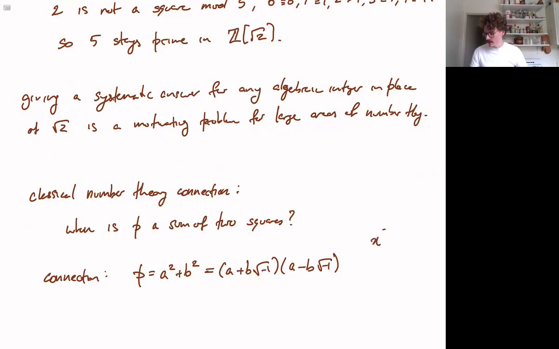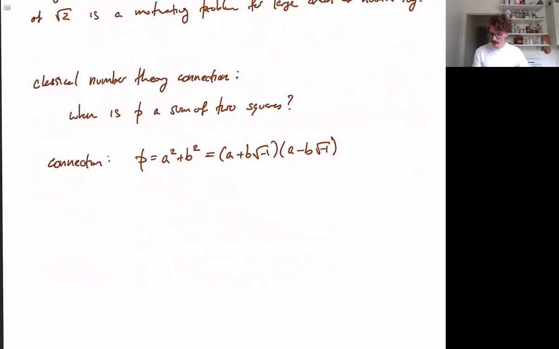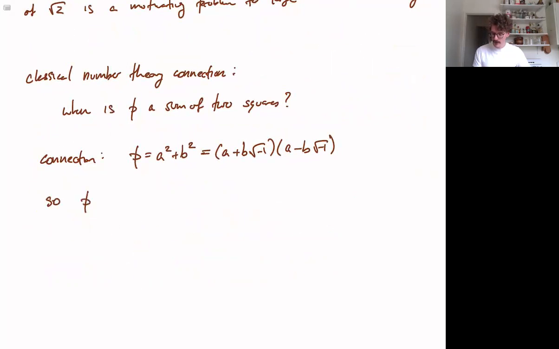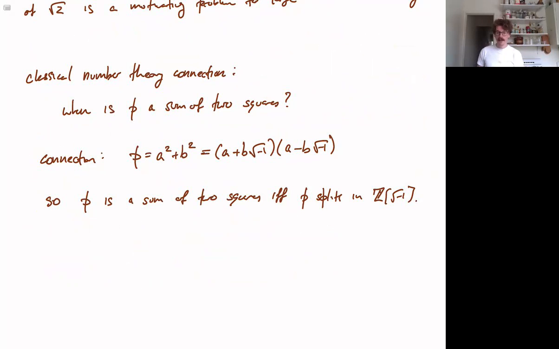In particular, it's a root of x squared plus 1. So we can factor this using the square root of -1. And what this tells us is that p is the sum of two squares exactly when p splits in Z[root minus 1]. How nice is that? And furthermore, we can use what we've claimed about these types of integers to actually give an even better answer to the problem.